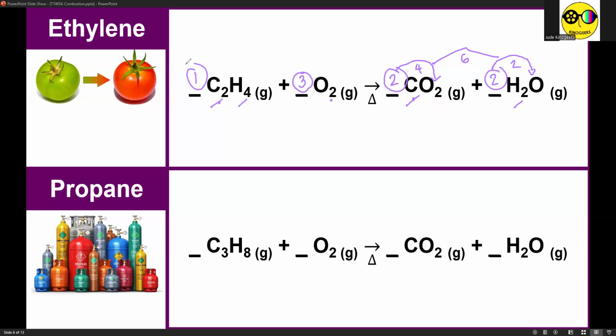Next, for propane, we just follow the same balancing technique. We start with carbon. There are 3 carbon atoms on the left side and 1 on the right side. So for 1 to become 3, we have to multiply CO2 by 3. Next, for hydrogen atoms, you have 8 hydrogen atoms on the left side, and only 2 hydrogen atoms at the right side. So for 2 to become 8, you have to multiply H2O by 4.